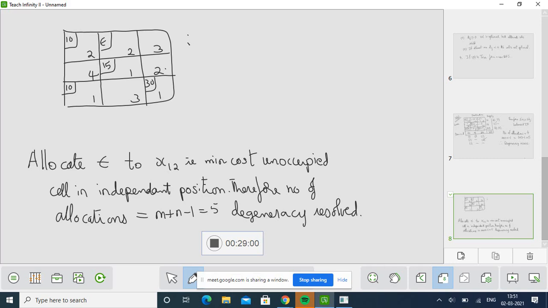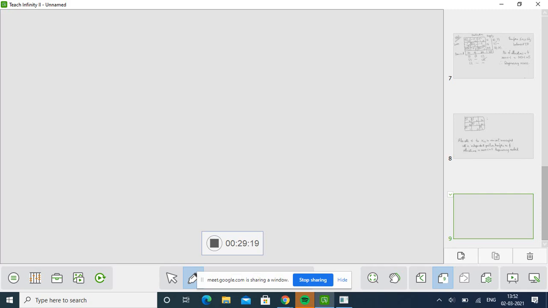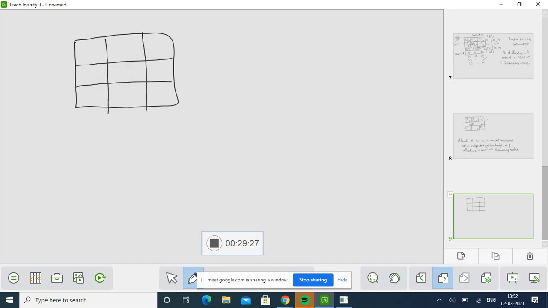So, let us go on to step 3. So, in step 3, can I rub this? Allocate epsilon to x12. Can I rub this here? Otherwise, I have to redraw the table. That's all. So it's only a 3 cross 3 table. It will take only seconds for us to draw.